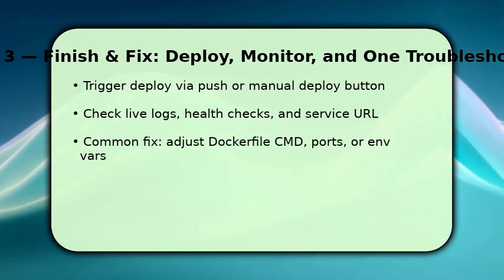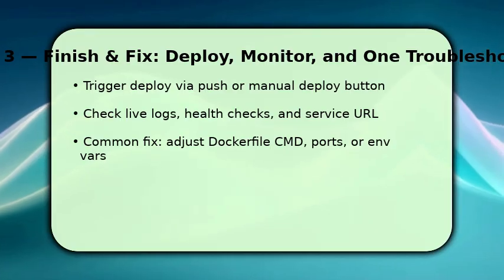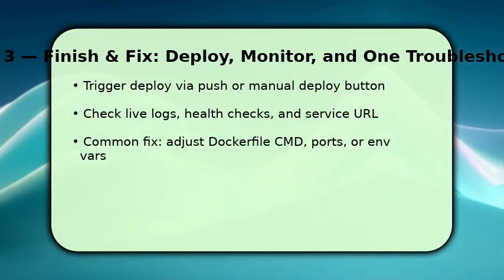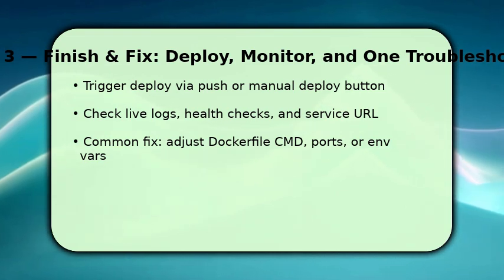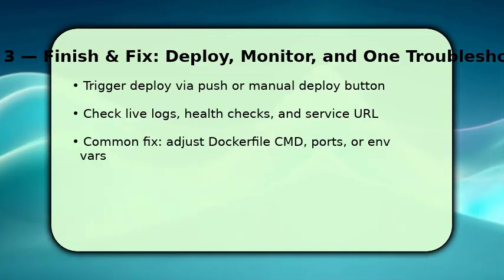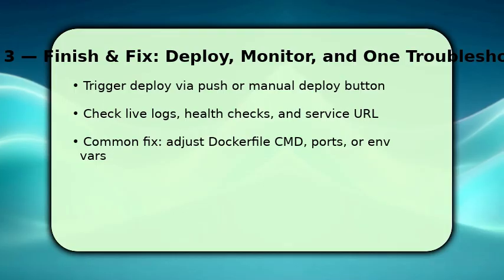If something fails, first inspect the Docker file's CMD and exposed port mapping, then confirm environment variables and secrets. If build errors persist, rebuild locally to reproduce. One key troubleshooting tip: misconfigured port or start command is the most common culprit.